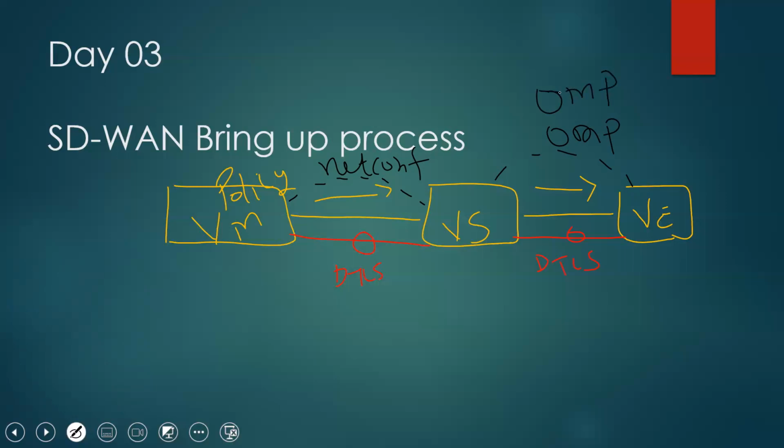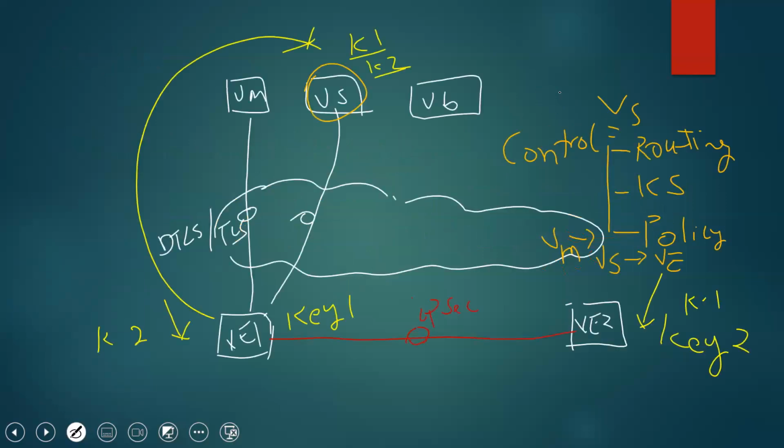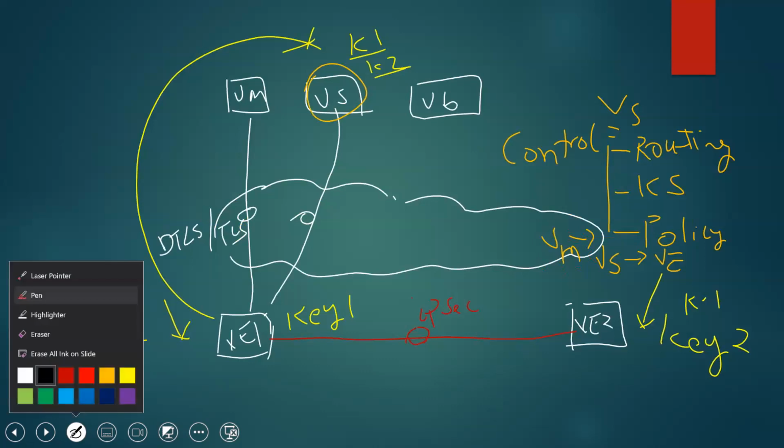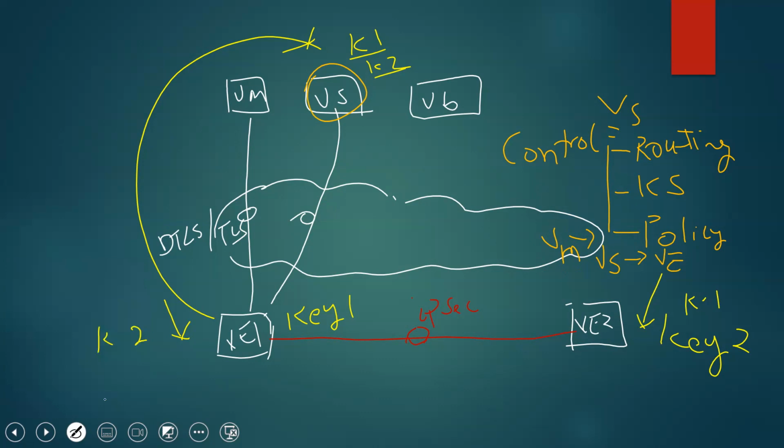We have a complete 1 or 2 day session just to understand OMP, so don't worry about that. But the protocol that is running between vSmart and vEdge is nothing but Overlay Management Protocol. So if I go back to the diagram here, and suppose we have two vEdge devices, and I'll use some other color, maybe blue. From vSmart to vEdge, we have one protocol running, that is OMP.